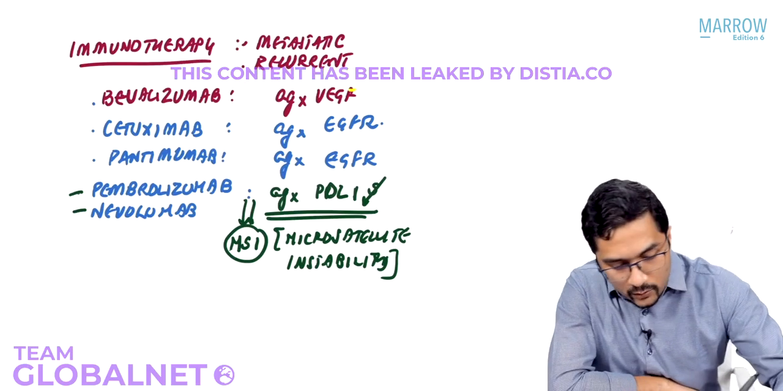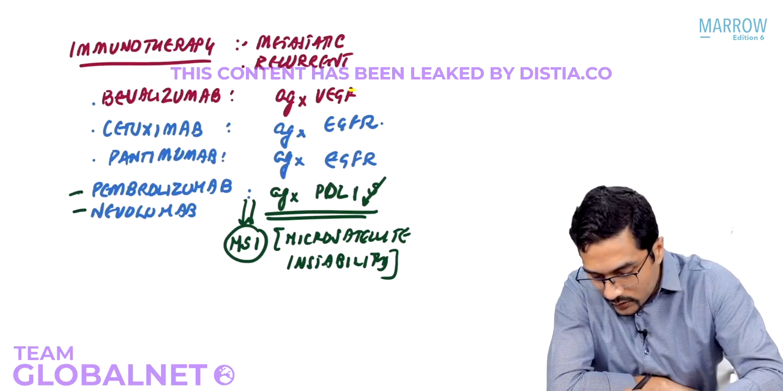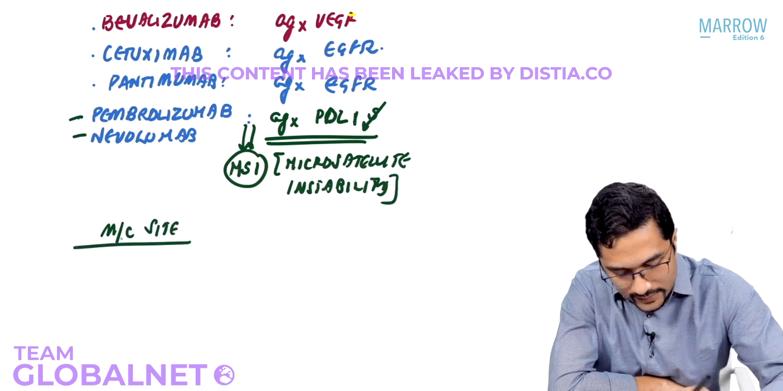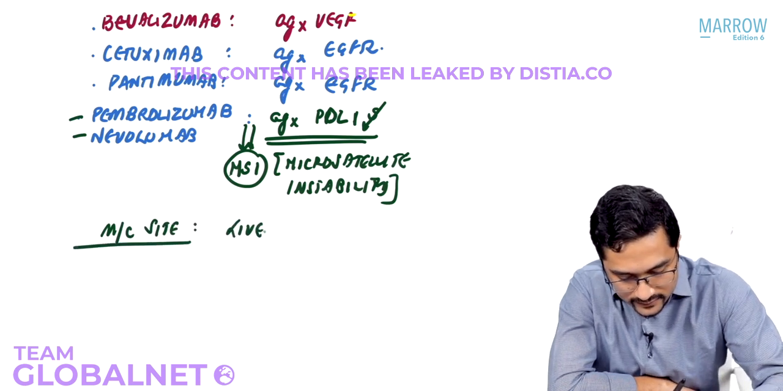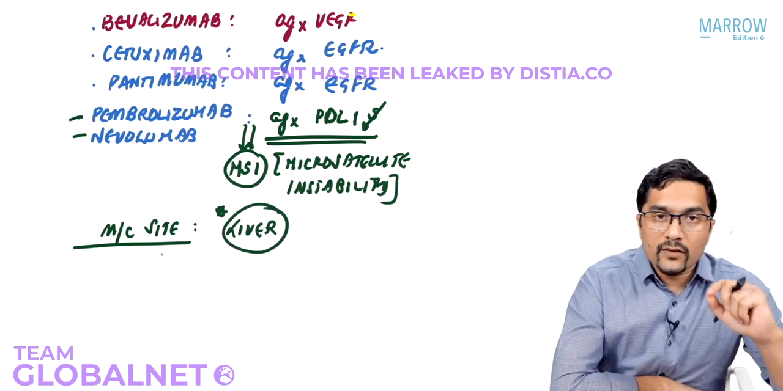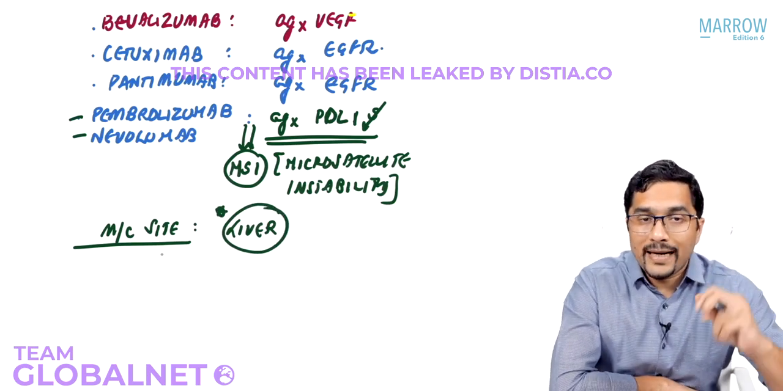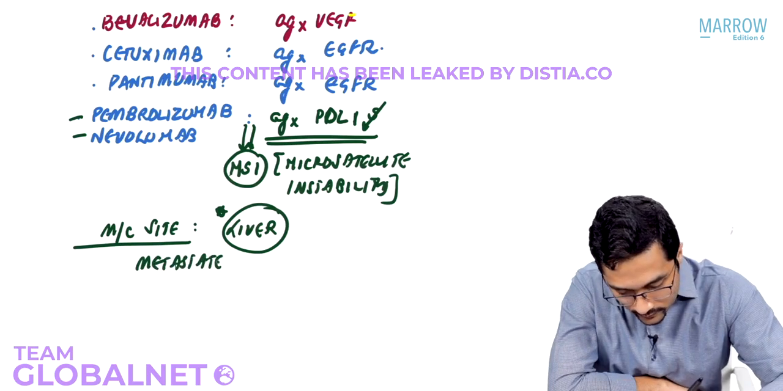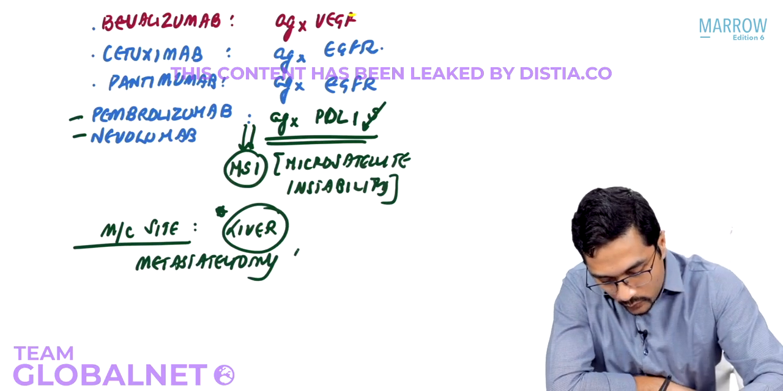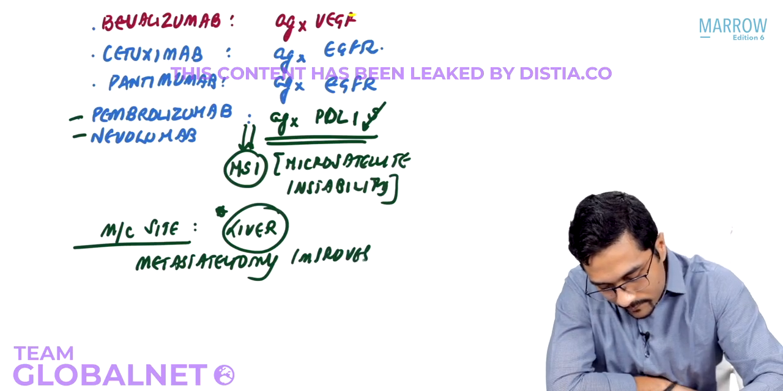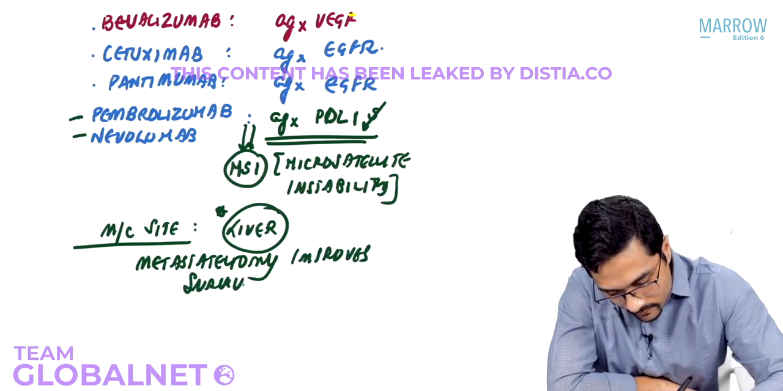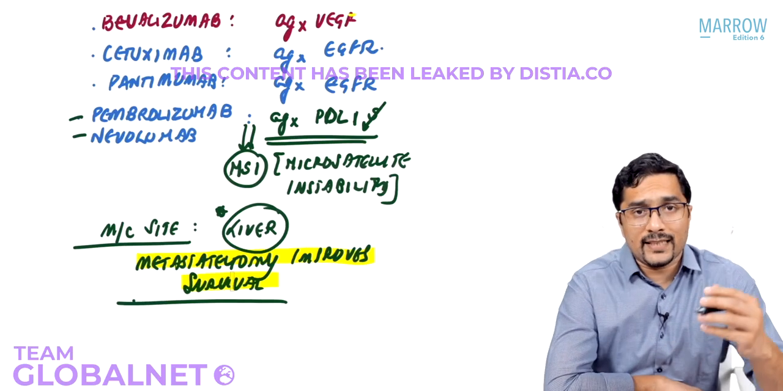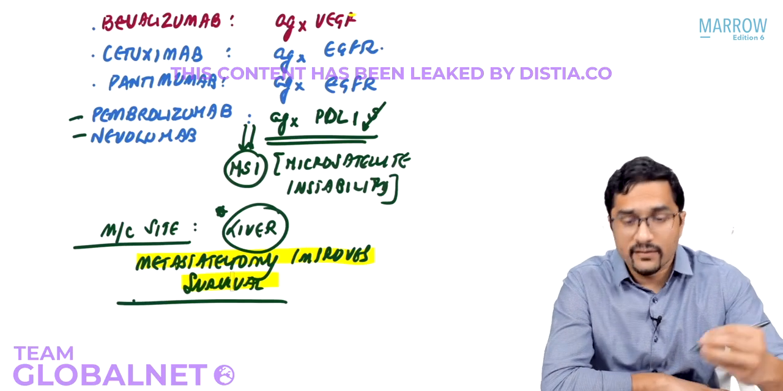Now, another thing which I want to tell you, that liver is the most common site. The most common site for colorectal cancer metastasis is liver. Colorectal cancer is one of those cancers where metastatectomy also has a role. Metastatectomy improves survival. So that means if you can resect the liver metastasis, it will improve the survival.